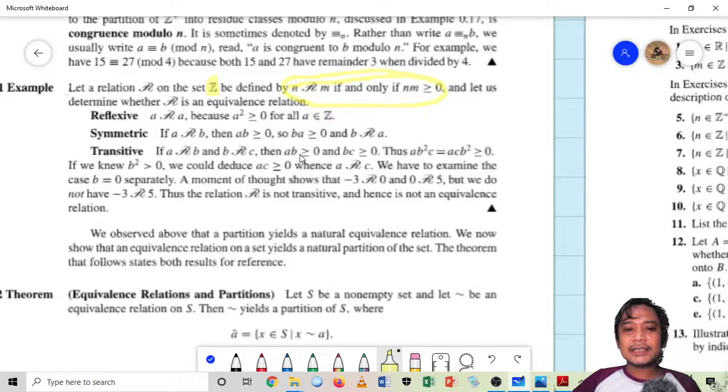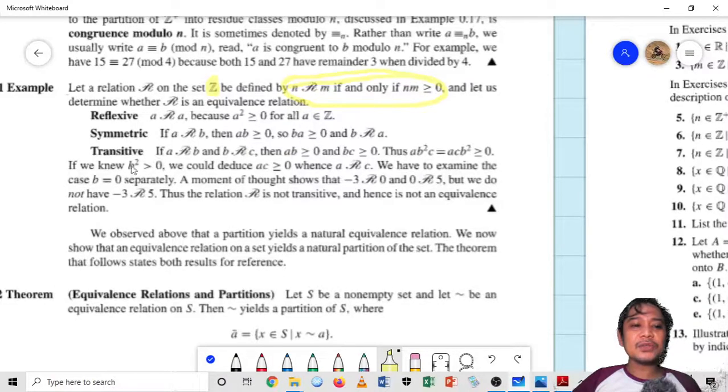Do you follow? Their product would also be non-negative, meaning AB times BC, that is AB squared C, which is the same as ACB squared, would be non-negative. But if only we knew that B squared is not 0, if B squared is positive, then we can divide both sides by B squared, resulting to AC greater than or equal to 0. But we are not sure of that.